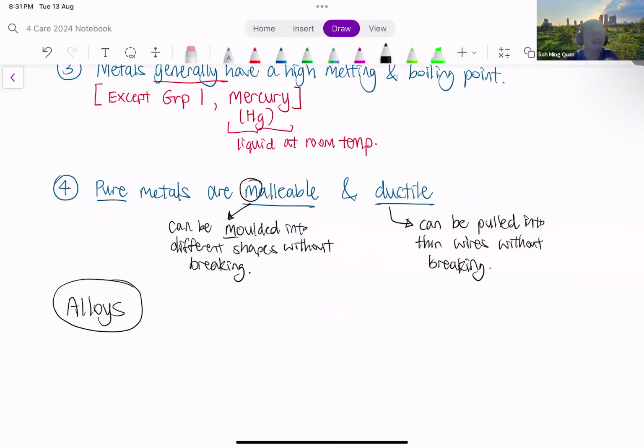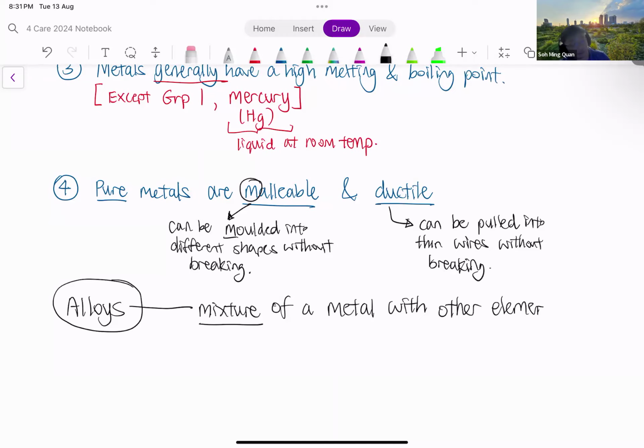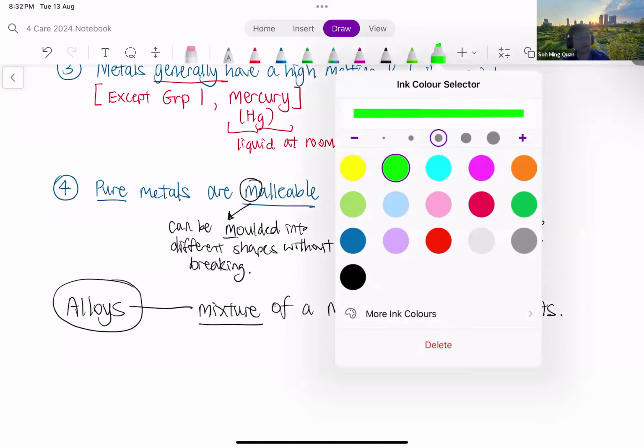So I think we came across this word yesterday. So do you recall what is the meaning of the word alloy? Okay, what is the definition of an alloy? So an alloy is a mixture. What is it a mixture of? What does it contain? This is a mixture of a metal with other elements, right? So it contains one metal at least with other elements. The other elements can be metallic or non-metallic. Okay? Now the keyword here really is mixture.